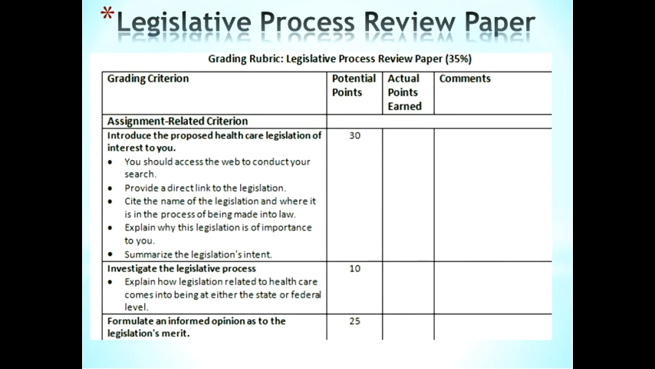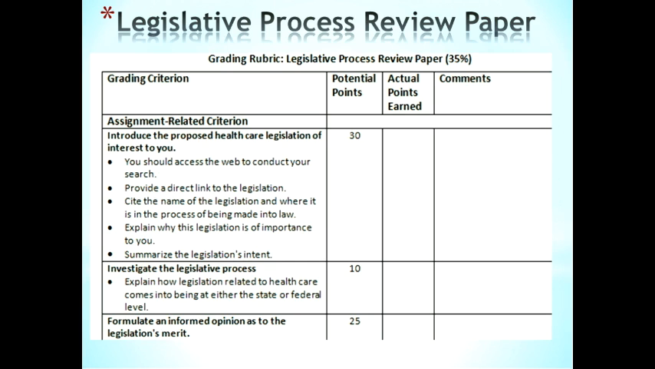So for the legislative process review paper, this is the beginning of the rubric. And the paper is worth 35% of your grade. So the effort that you put into this will be generously rewarded. And if you follow each of the items in the rubric, you should be able to get a very good grade. You want to introduce your proposed healthcare legislation, and then there are certain items that you really have to hit under that. That's a full 30 points.